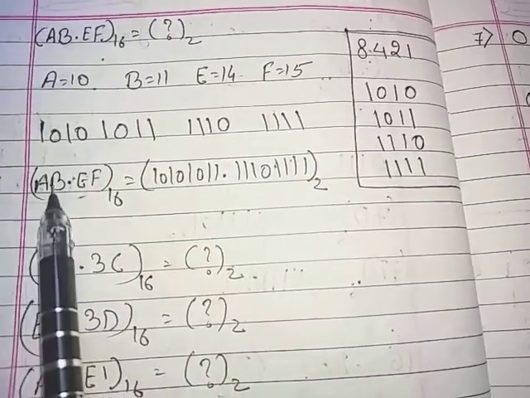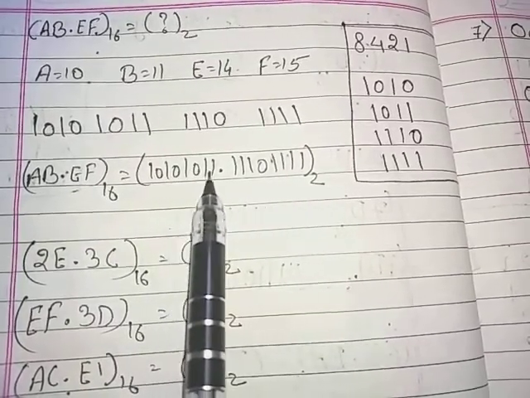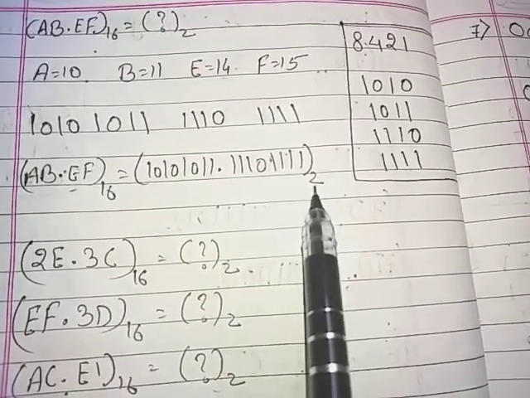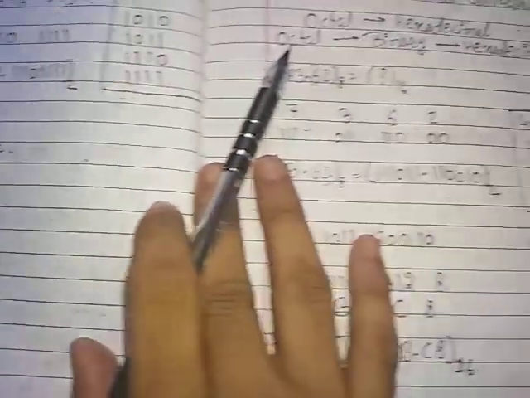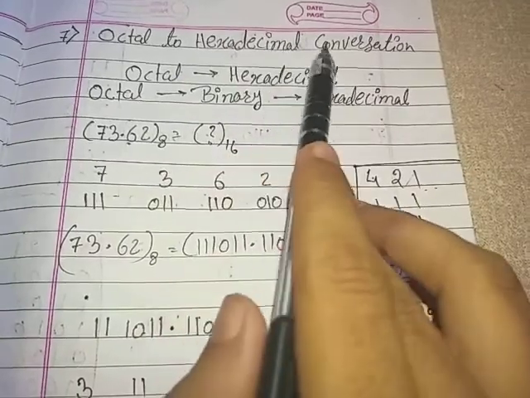So AB.EF radix 16 is equal to 101011.11101111 radix 2. Here are some practice questions. Now let's move to the next topic, octal to hexadecimal conversion.